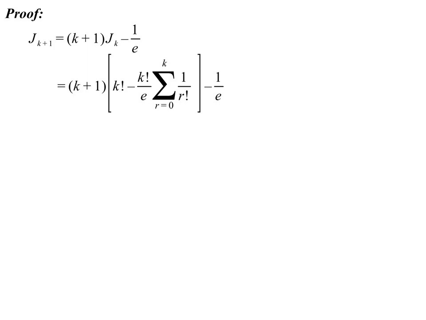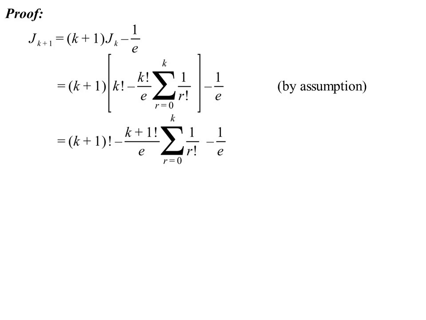Okay, our proof. There's Jk plus 1. Well, let's substitute in our assumption. Our assumption was for Jk, so there it is substituted in. If I was to expand this out, well, k plus 1 times k factorial is k plus 1 factorial. And there should be parentheses around the top of that fraction there, because otherwise it looks like I'm saying k plus 1 factorial. But of course that is k plus 1 factorial.